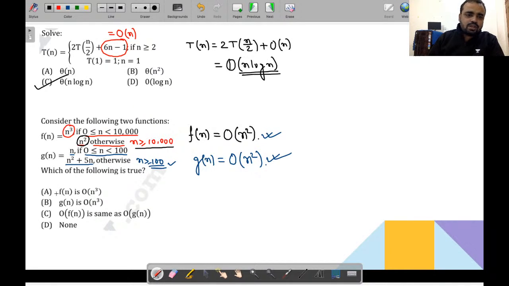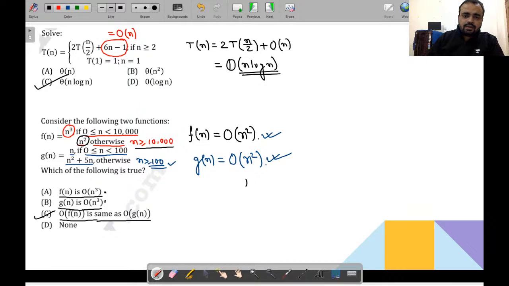So either f of n can become the upper bound of this or g of n can become the upper bound of this. So here the first option is saying f of n is n cube. No. G of n is n cube. No. Order of f of n is same as order of g of n. So this one will become the right answer. Logically or mathematically, if you will think, then all these two options are also correct.